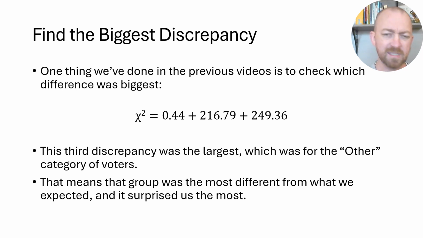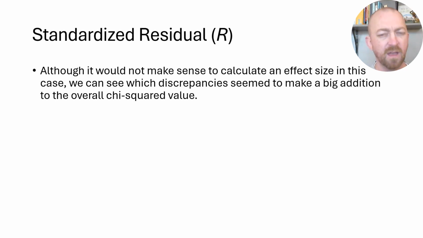Okay, so let's see what else we can do here. Okay, so although we can't calculate an effect size, we can do something kind of similar to that. It's called a standardized residual. This is a statistic that gives us an idea of whether an individual cell contributed significantly to the chi-squared statistic. In other words, it's kind of like saying, well, how much of the chi-squared value is attributable to just the cell difference that we saw in this particular cell between what we expected and what we actually saw.